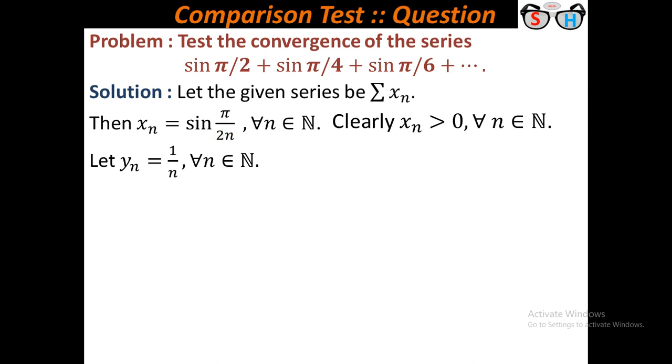We know the formula: limit x tends to 0, sin x by x equal to 1. Here, if you take n tends to infinity, this will be in the form sin x. So if you divide sin pi by 2n by pi by 2n, then you can get the result 1 into something. So instead of pi by 2n, I actually remove the constant pi by 2. Just I take yn as 1 by n.